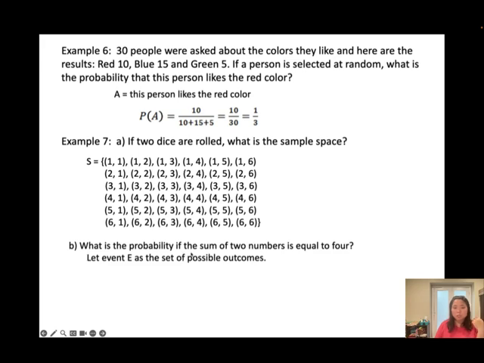What is the probability if the sum of two numbers is equal to 4, and let event E be the set of possible outcomes? So which sample spaces, when you add them up, are going to be equal to 4? We have 3 plus 1, 2 plus 2, and then 1 plus 3 here. Okay? So finding the probability of E here, we do have 3 outcomes out of 36. So it's going to be 1 over 12.